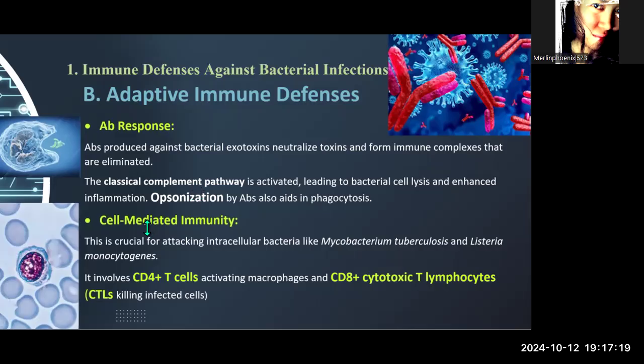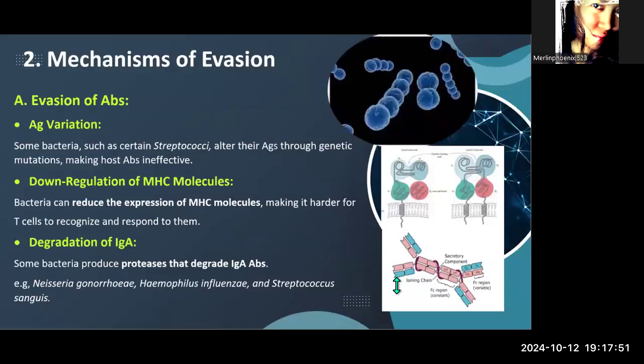Then let's move forward with cell-mediated immunity. This is essential for targeting intracellular bacteria like Mycobacterium tuberculosis and Listeria monocytogenes. We have CD4 and CD8 positive cytotoxic T lymphocytes. Basically, CD4 positive T cells are for macrophage activation, and for killing the infected cells, we have CTLs, the cytotoxic T lymphocytes.